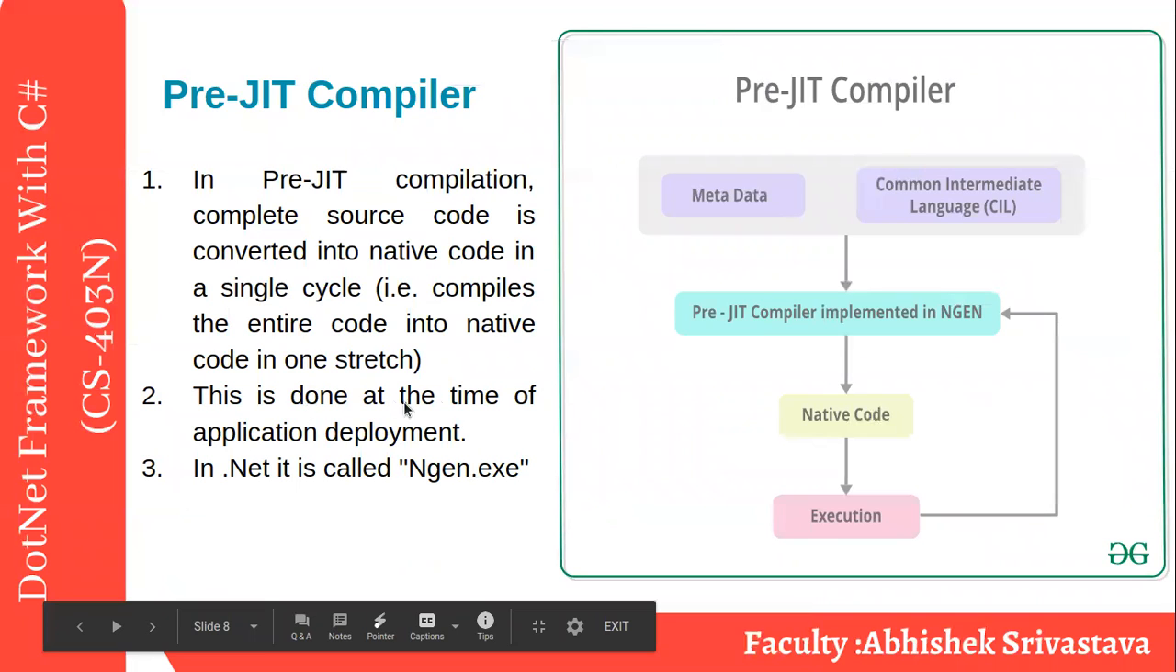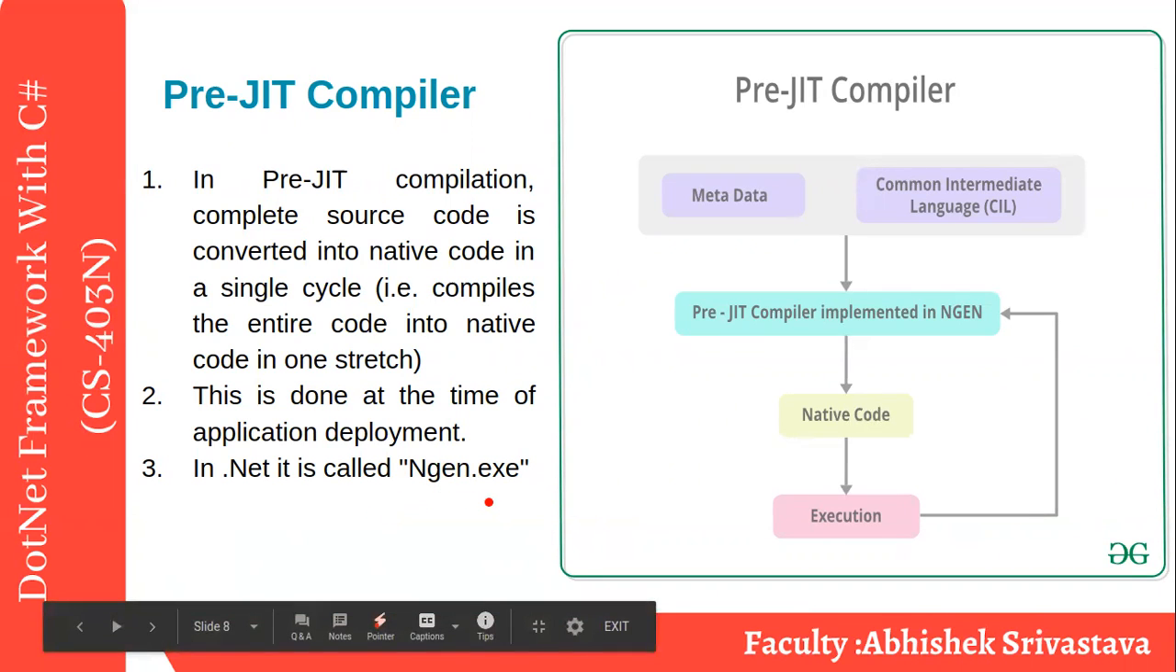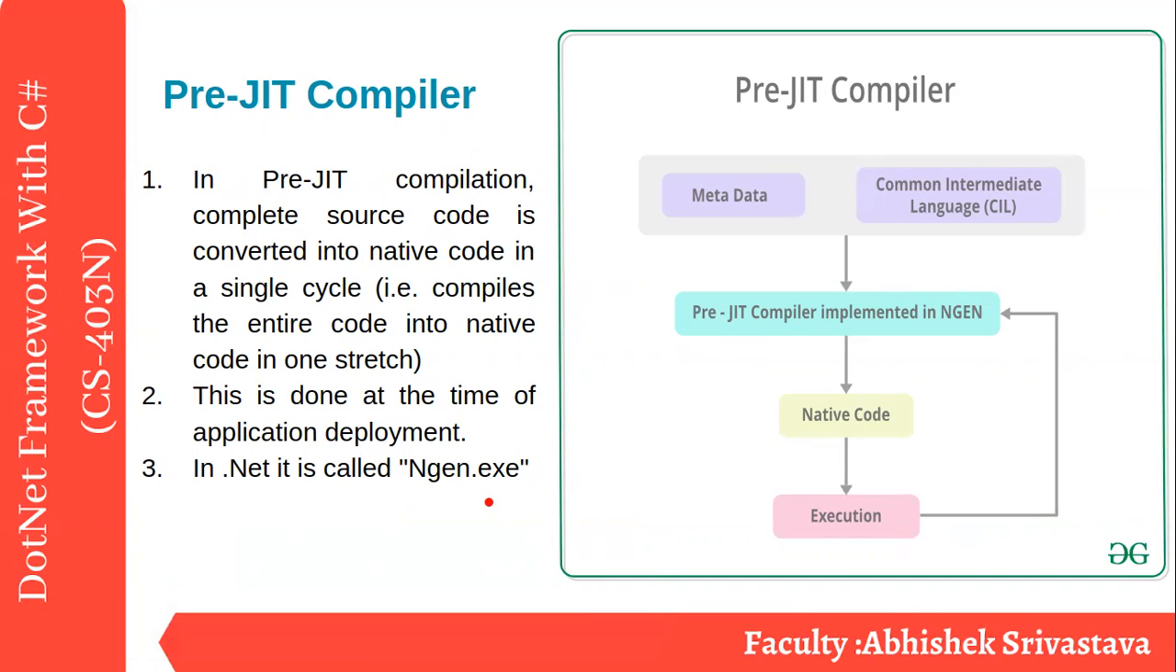So it is done at the time of application deployment. What is deployment? Deployment is a kind of hosting or releasing the entire application for your client. Just like I make a website, I deploy my website on a server. So that is what the pre-JIT compiler does at the time of deployment. It will combine all the code and give you one exe copy. Exe copy in the sense of a Windows application, but it creates a configuration file used in .NET when we have a website.